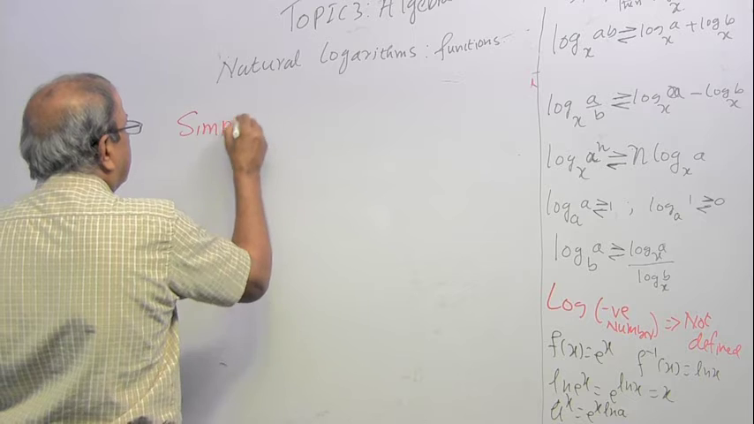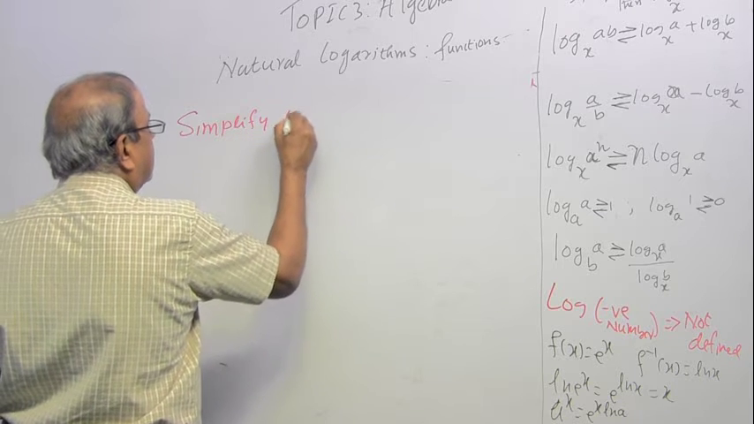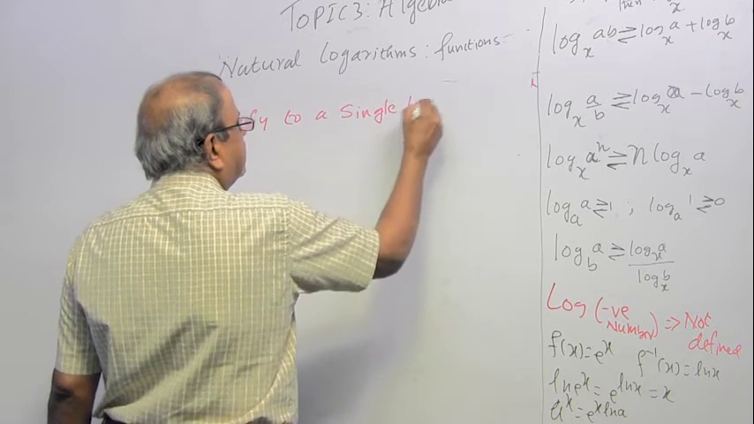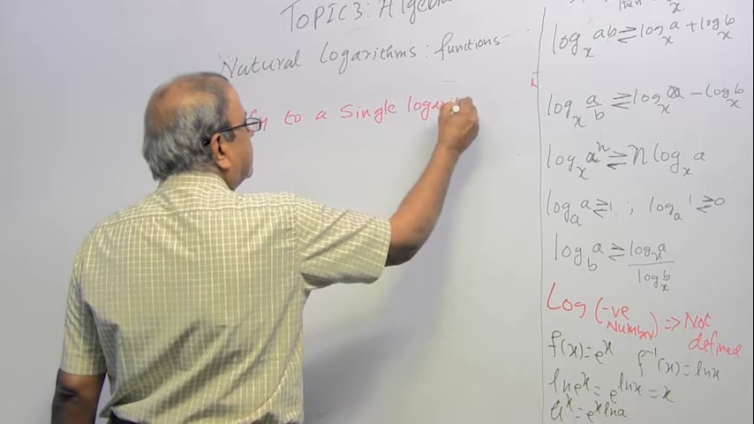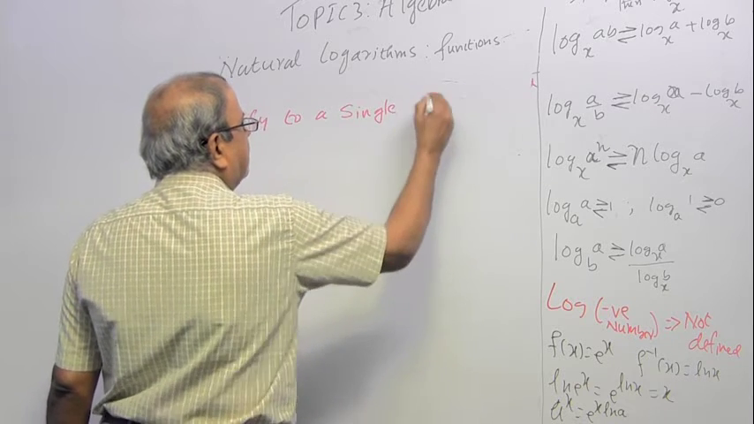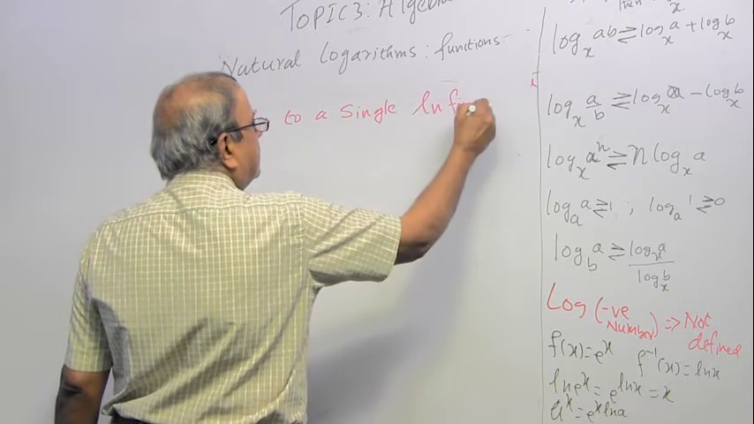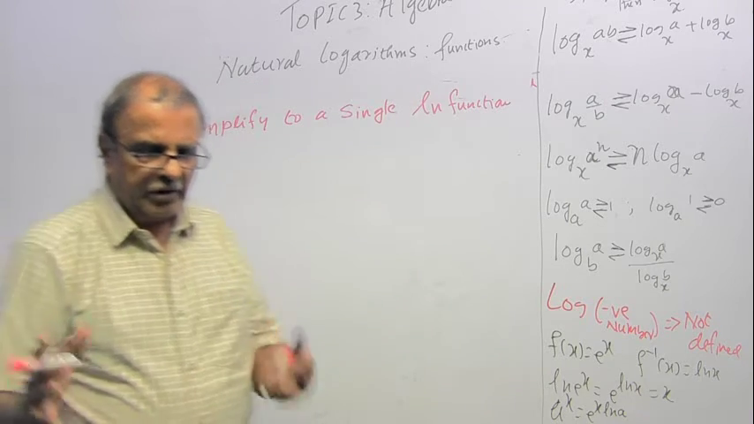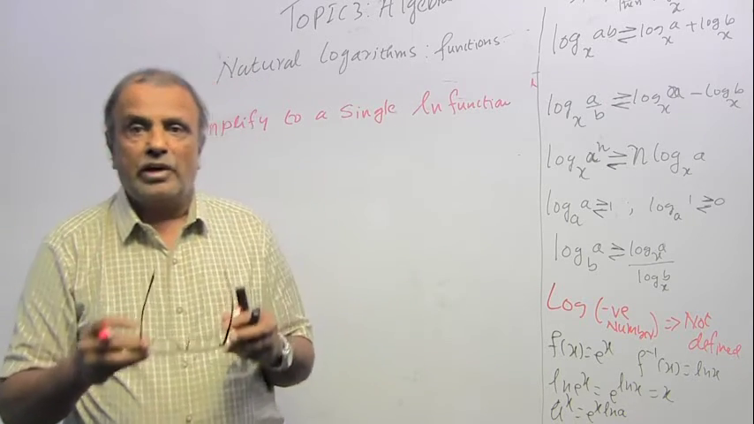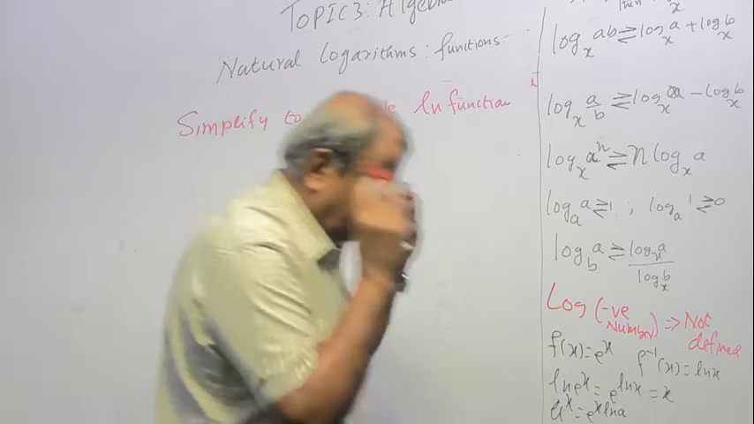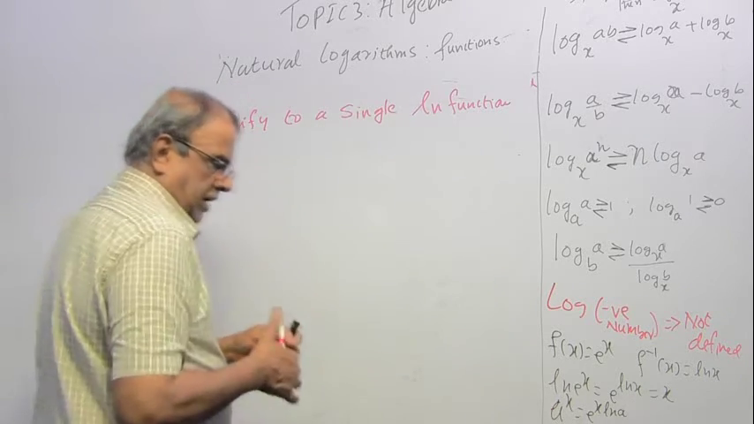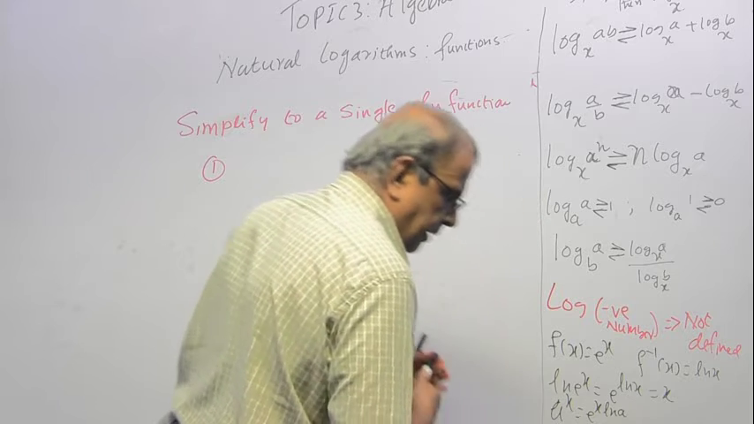Simplify to a single logarithm. Single ln function. Or sometimes they say giving your answer as a single logarithm. So you should know how to do it. I'll just take an example. Okay, half log x minus 2.